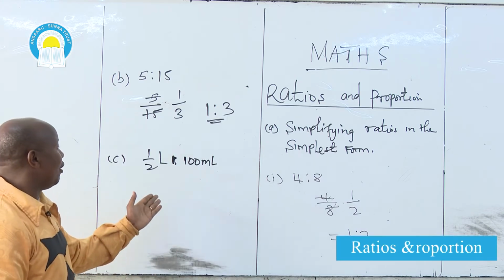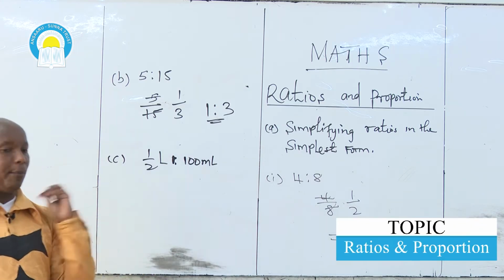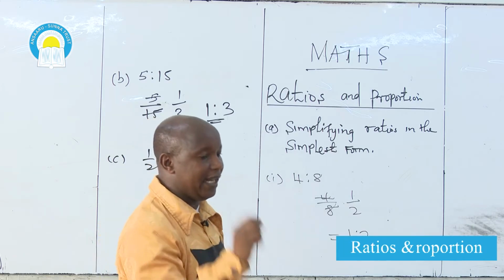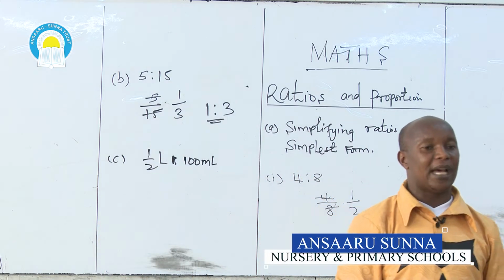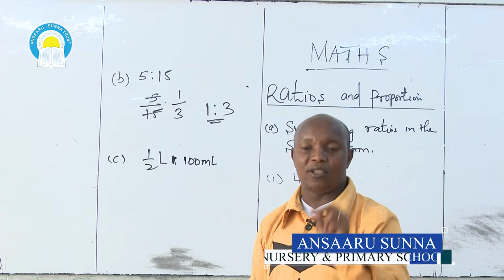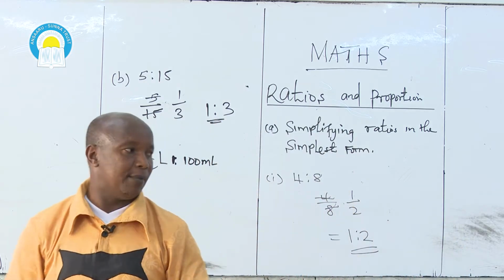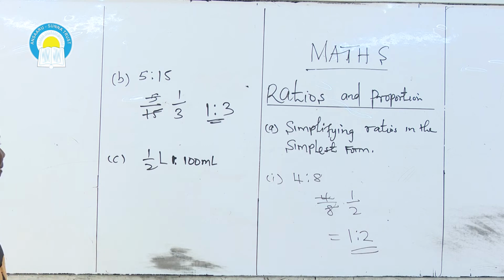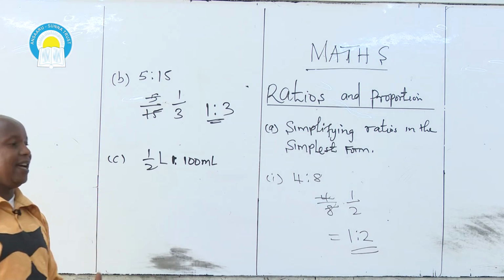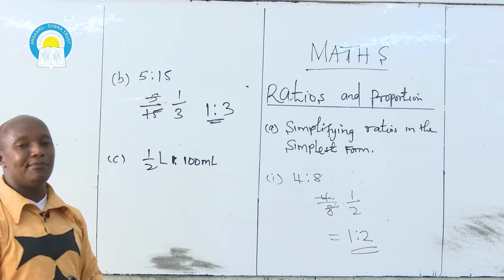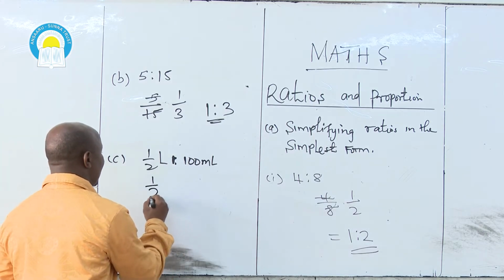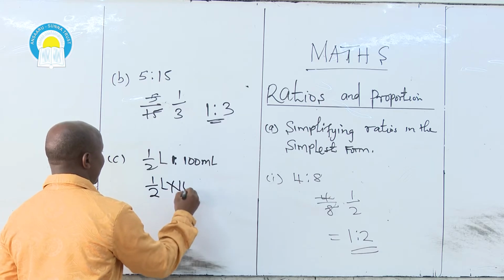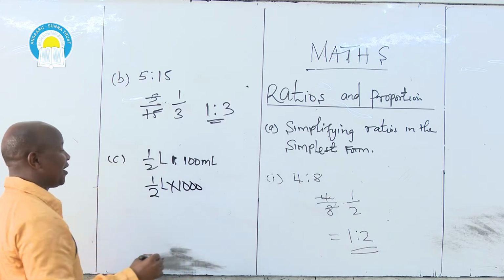In my case here now, remember when I was teaching capacity, I said 1 liter is equivalent to 1,000 milliliters. I repeat again. 1 liter is equivalent to 1,000 milliliters. So in my case here now, I have to change half a liter to milliliters by multiplying by 1,000, to change liters to milliliters.